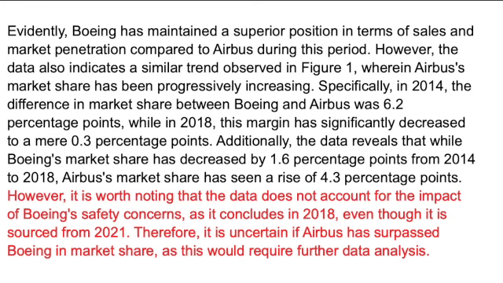So evidently, Boeing has maintained a superior position in terms of sales and market penetration compared to Airbus during this period. However, the data also indicates a similar trend observed in Figure 1, wherein Airbus's market share has been progressively increasing. Specifically, in 2014, the difference in market share between them was 6.2 percentage points, whilst in 2018 it decreased to a mere 0.3 percentage points. Additionally, the data reveals that while Boeing's market share has decreased by 1.6 percentage points from 2014 to 18, Airbus's market share has seen a rise of 4.3 percentage points.